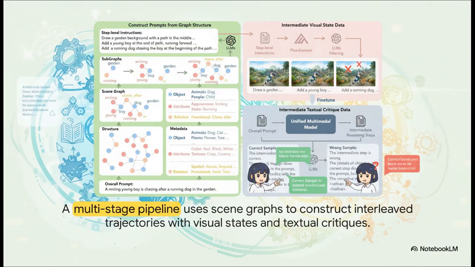The solution they came up with is this really clever data pipeline. It starts with something called scene graphs to break a complex prompt down into simple, step-by-step instructions. Then it uses those steps to create a whole series of in-progress images. But here's the key part. It also generates text critiques for those images, essentially creating examples of both good and bad progress. It's basically teaching the model how to think.